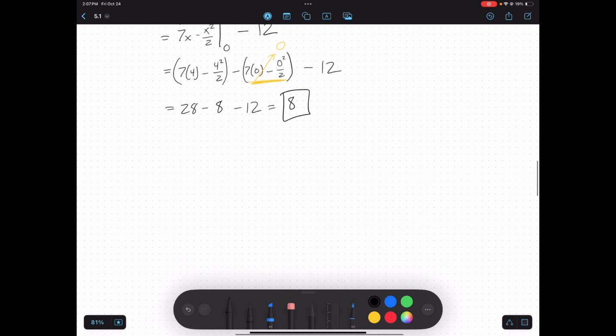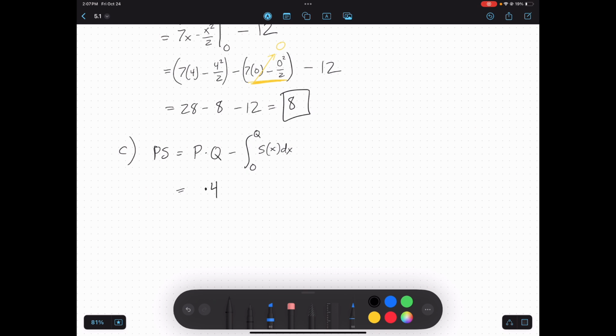Okay, now let's try producer surplus. Producer surplus is the opposite. I'm going to start with my P times Q, and then I'll subtract off the area under the curve for my supply function. Okay, well now let's plug in the values for our function.